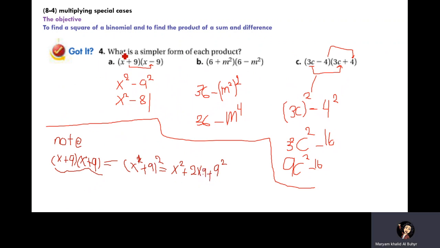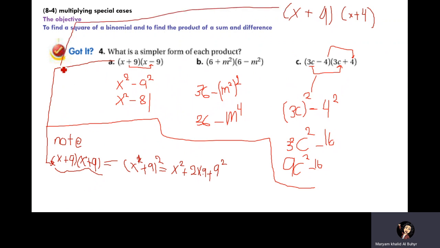Keep in your mind the difference between this one and this one. So this one and this one are different. Also, keep in your mind if you have something totally different like this, plus 9, for example x plus, let's say, 4. Here we cannot use them. If I have this, I'm going to use exactly the same thing that I did in the previous lesson: first by first, second by second, the old and regular way.